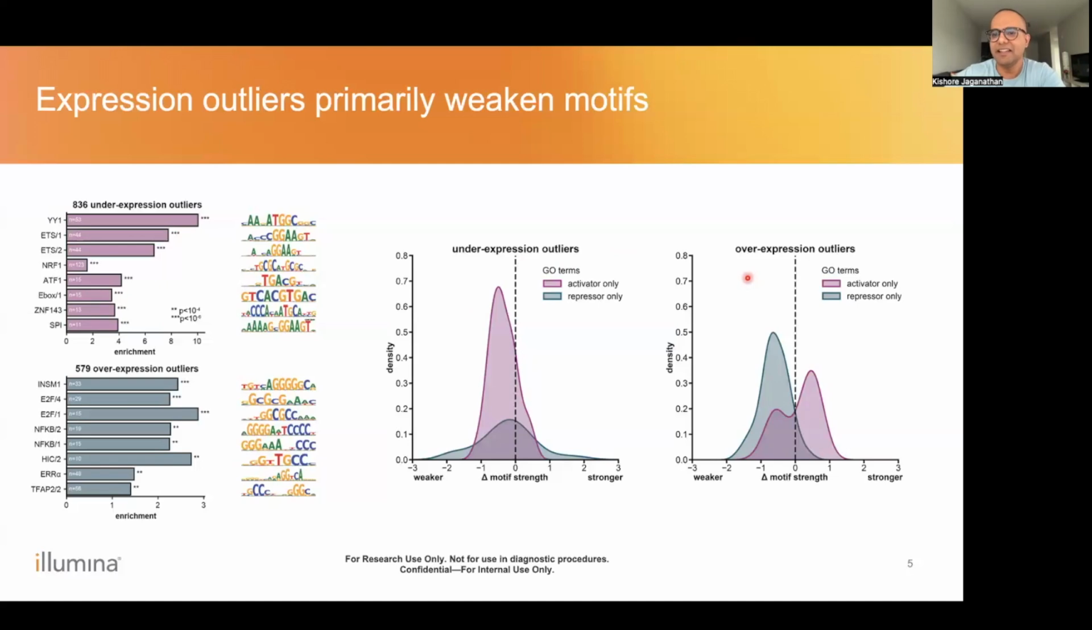When you look at the overexpression outliers, the most common way was that the variant overlaps a repressive motif and weakens it. But you also see quite a bit of signal for it overlapping an activating motif and strengthening it. But I think the main summary here is that the primary mode still seems to be weakening motifs. If it weakens an activating motif, it becomes an underexpression outlier, and if it weakens a repressive motif, it becomes an overexpression outlier.